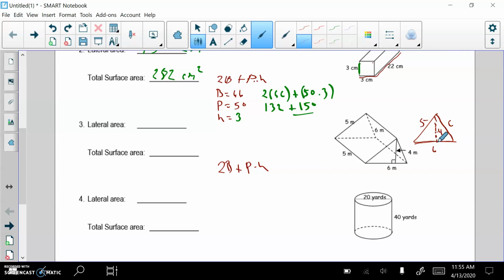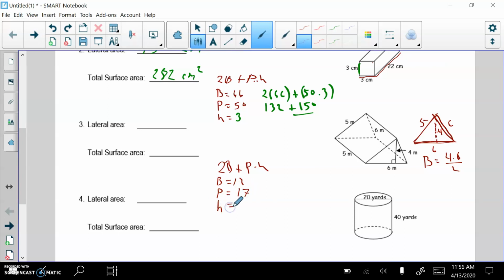Now, this height of 4 is not the height of my prism. That's the height of my base. Okay, so big B is equal to 4 times 6 divided by 2. That's the area of a triangle. So what's that? 12. So big B equals 12. The perimeter of that triangle is 5 plus 6 plus 6. So that's 17.